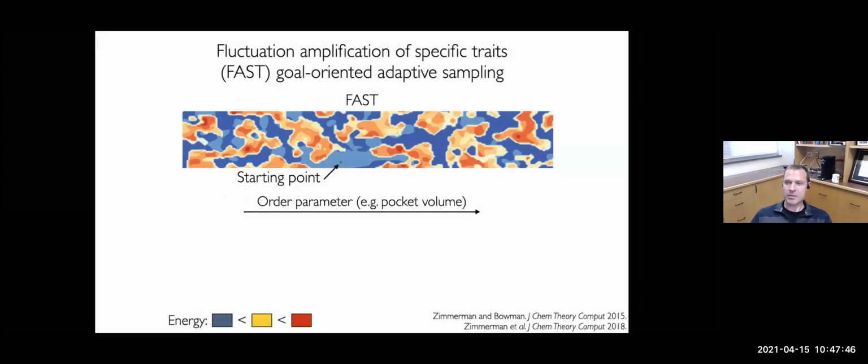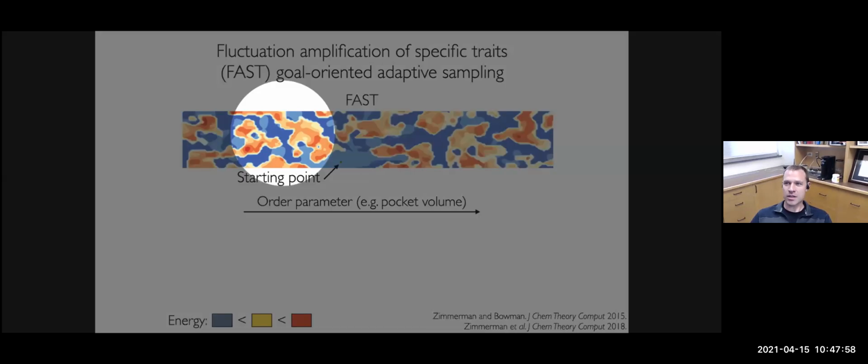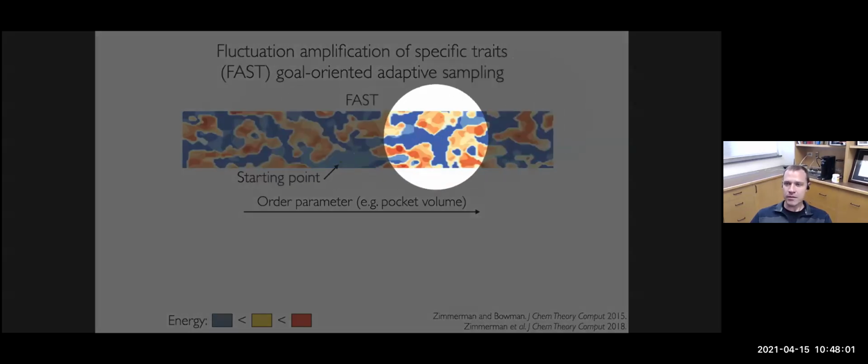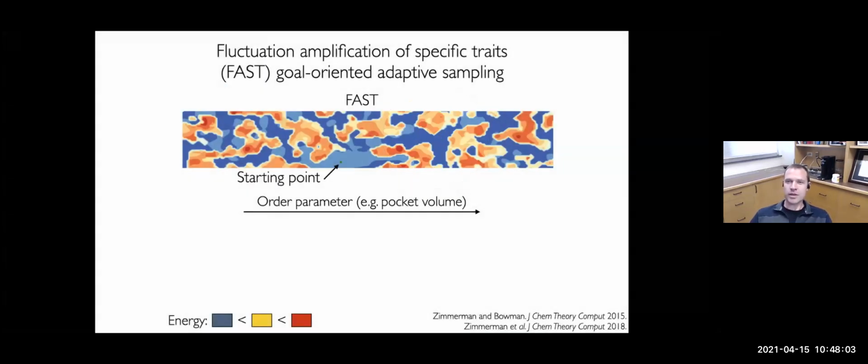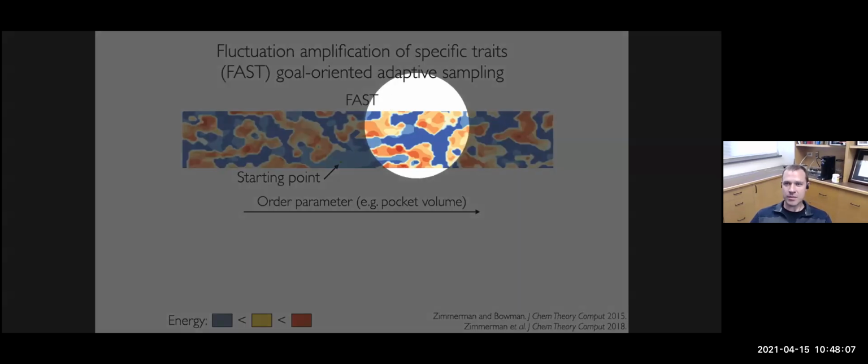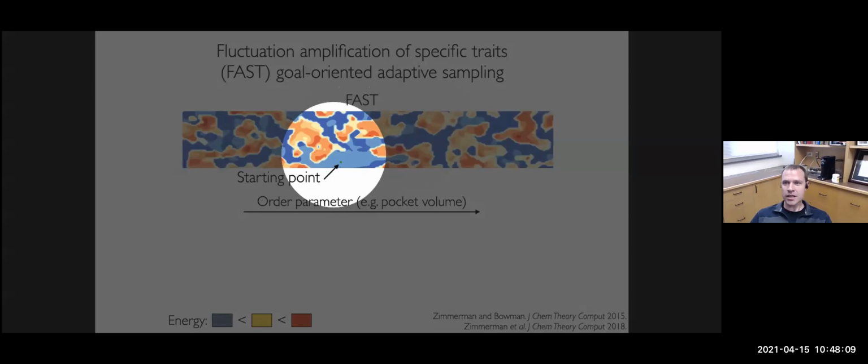And in the limit of infinite compute power, I would love to have a map of the entirety of this landscape. But given that even with the power of Folding at Home, we're still compute limited, I would much rather spend all those compute resources exploring over here, right? And so what we do in our adaptive sampling algorithm called FAST is we start a set of simulations from our initial structure. We're going to let them run for a limited amount of time so they can explore locally.